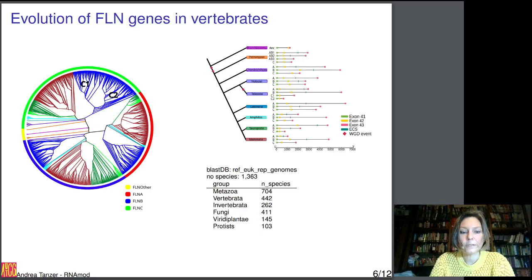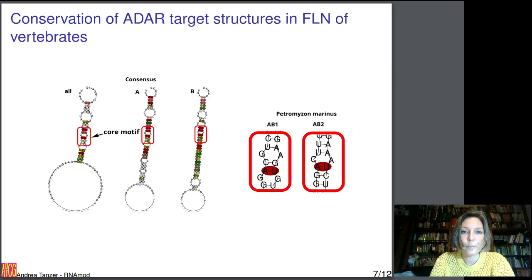We then used the sequences identified here to calculate multiple sequence alignments of the filamin genes. And from those multiple sequence alignments, we calculated consensus RNA structures to see whether or not the target structures of ADAR, the potential target structures of ADAR, are preserved. And indeed, what we found is that not only within filamin A and filamin B the target structures are conserved, but they are highly similar to one another.